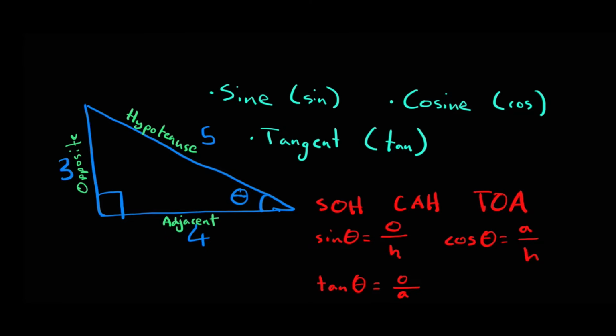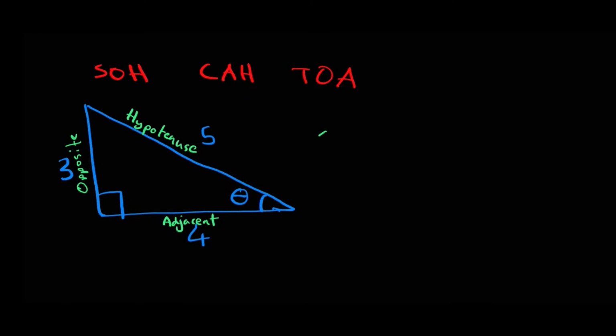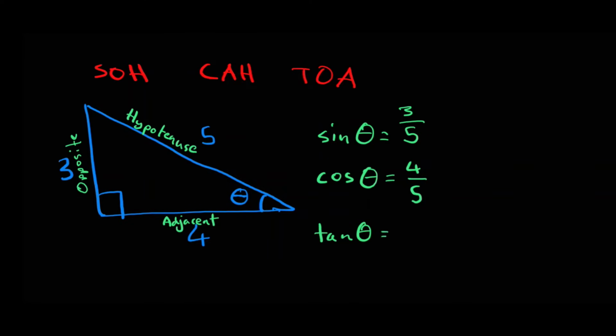So soh cah toa. So for this triangle, for example, sine of theta equals 3 over 5, because it's opposite over hypotenuse. Cosine of theta equals 4 over 5, because it's adjacent over hypotenuse. And tan theta equals opposite over adjacent, so it's 3 over 4.